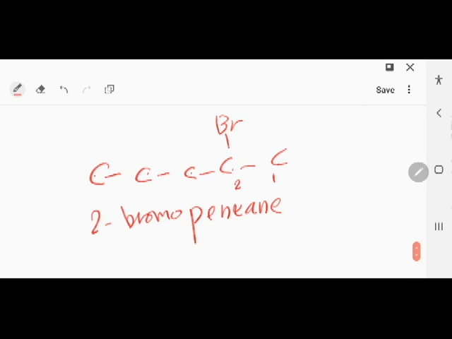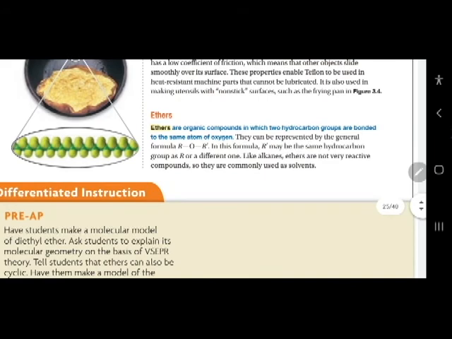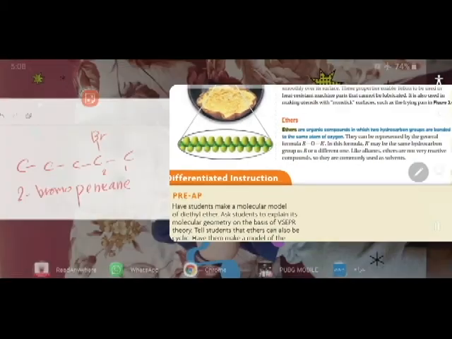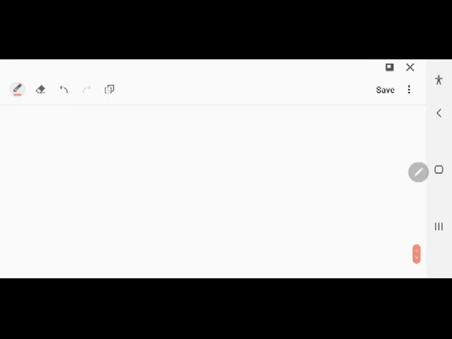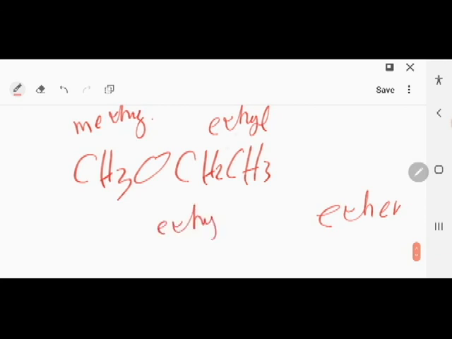The last compound we're going to talk about in this video is ether, which is ROR. And ether is an organic compound in which two hydrocarbon groups are bonded to the same atom of oxygen. For example, if we have CH3, O, CH2, CH3. Here, we name ether by ethyl and methyl, and you add the word ether at the end of the name, and you have to arrange the alkyl groups alphabetically. So here we have ethyl, methyl, ether. So this compound is ethyl methyl ether.